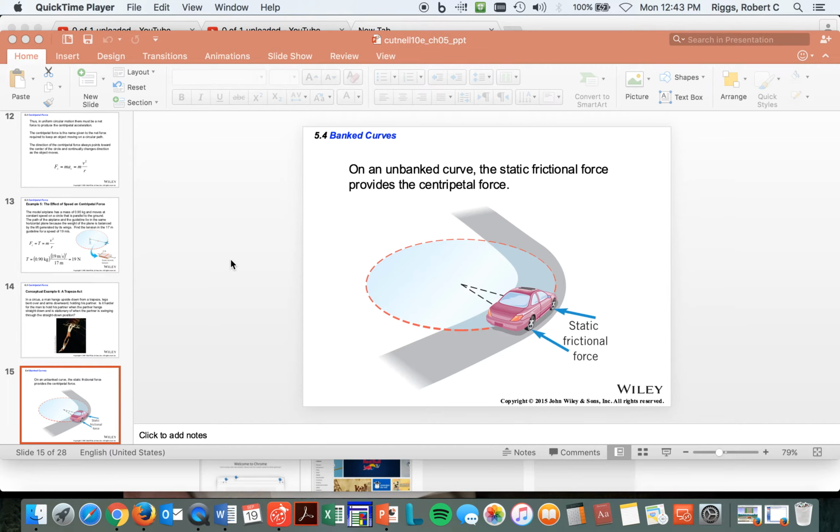All right, let's look at these banked curve videos. Now the only thing on a banked curve, the static friction force provides the centripetal force. It's the static frictional force that's pushing the car towards the center.